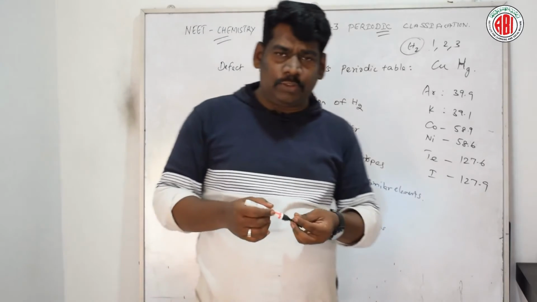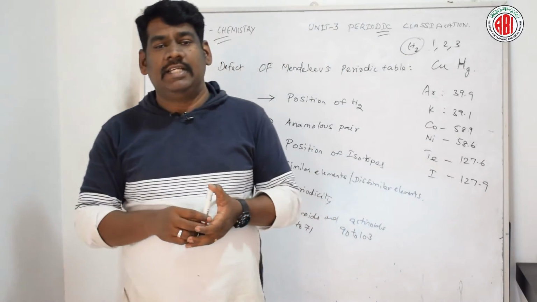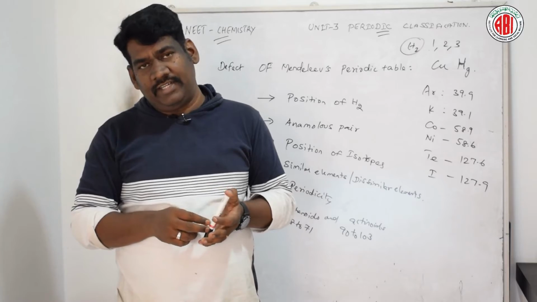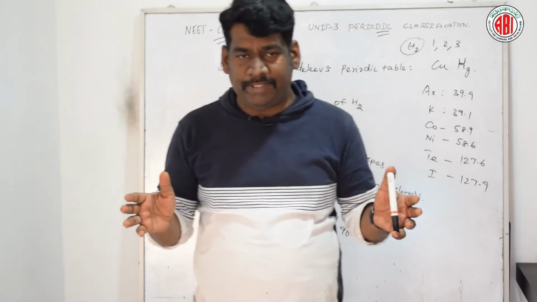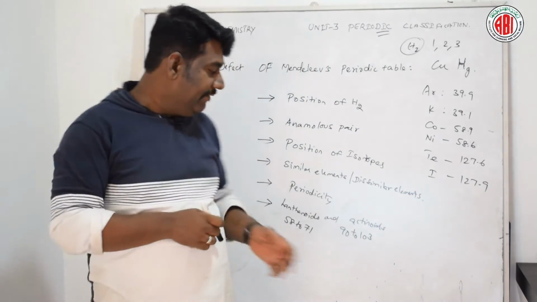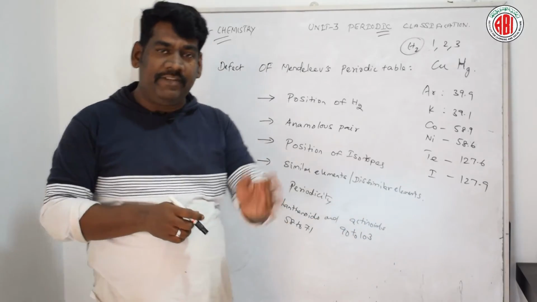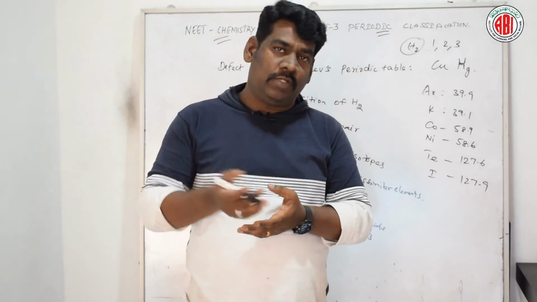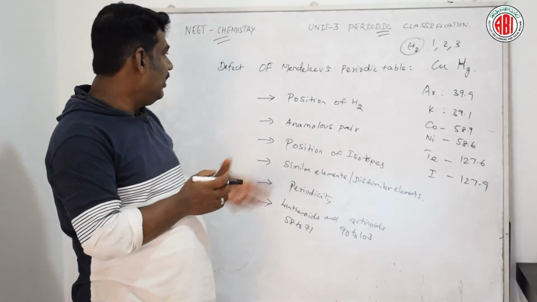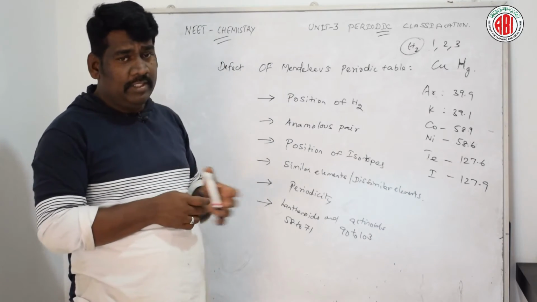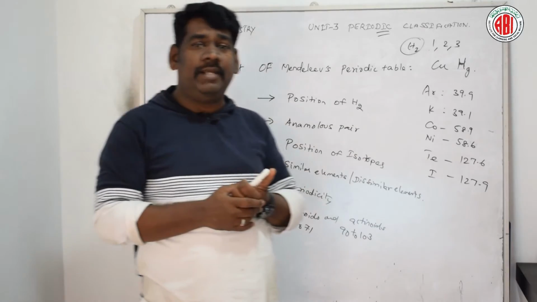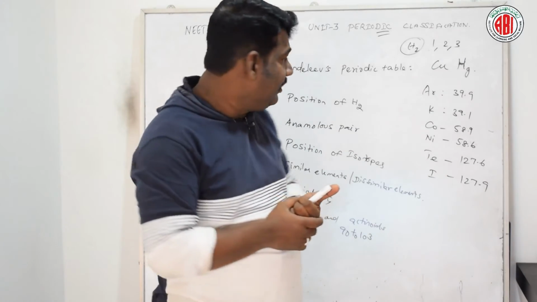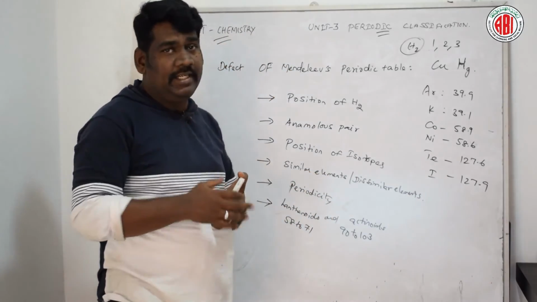Now let us see these two different sets of elements. They have not been given separate places in the Mendeleev periodic table because they were included in between the periodic table. So that is also one of the major issues, a defect of the Mendeleev periodic table. So these all are the major reasons for the defects of the Mendeleev periodic table.